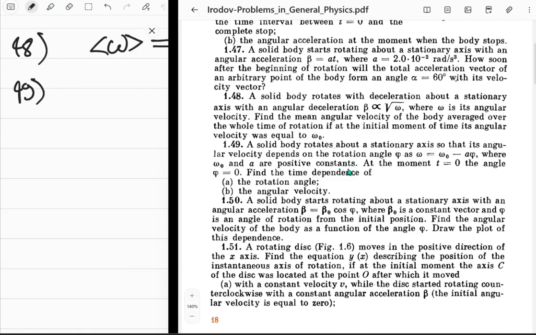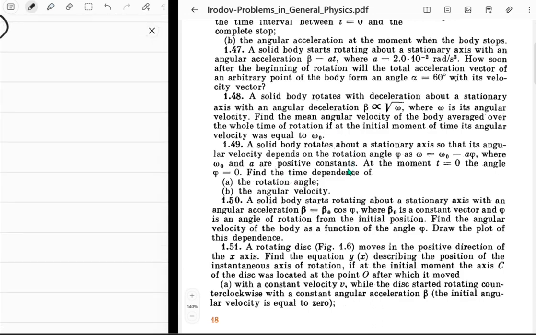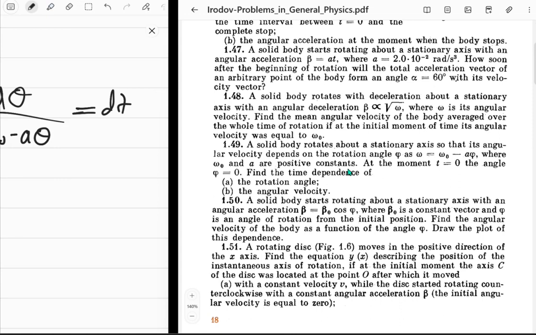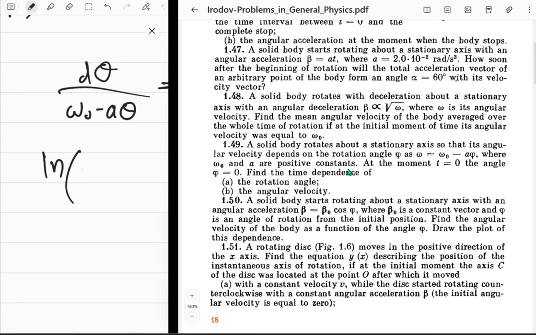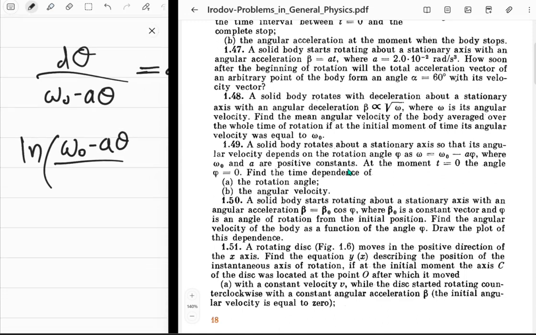Fine. Time dependence of... so just solve this. It's d phi upon dt. Is this supposed to be psi or something? Whatever. Let's just use theta instead. d theta upon omega naught minus a theta will be dt. Integrate this: natural log of omega naught minus a theta, and initially theta, I think, is 0, so it's going to be omega naught.